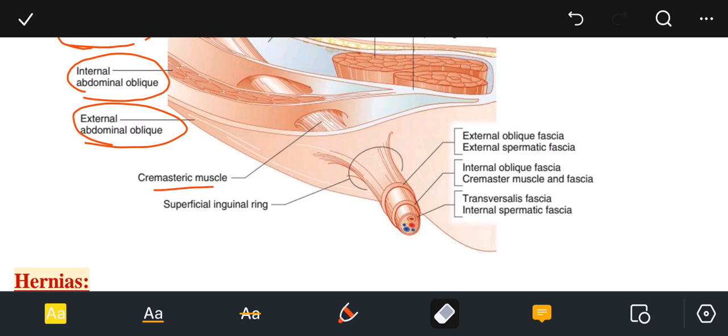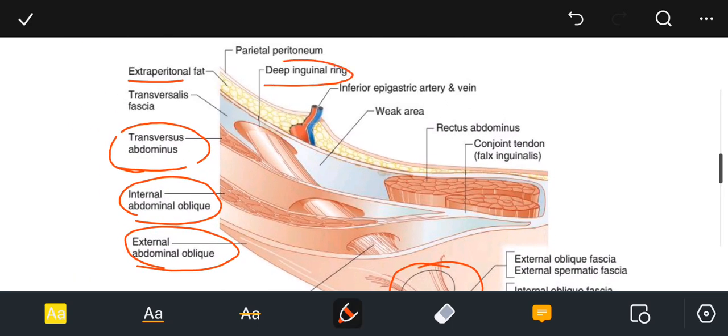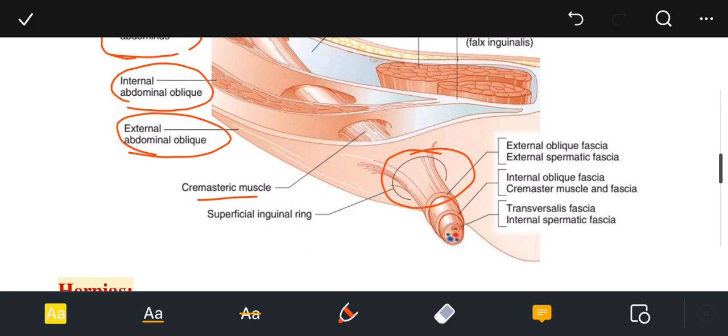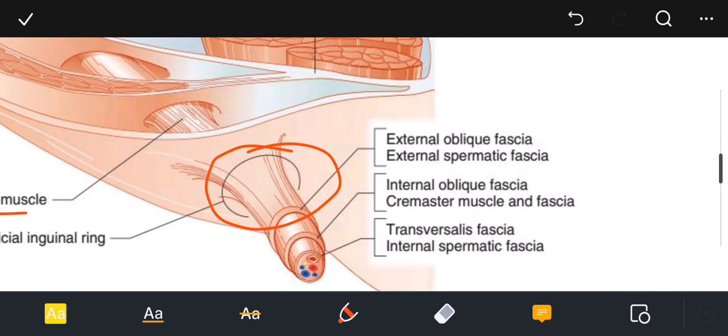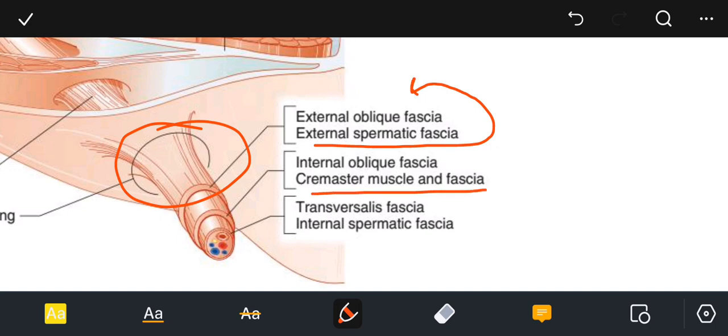Then after the cremasteric muscle, we have another point, that is the superficial inguinal ring. This is the superficial inguinal ring, and over here we have the deep inguinal ring. So the contents of the inguinal canal traverse through the deep inguinal ring all the way up to the superficial inguinal ring, after which they exit the inguinal canal. Now here you can see the external oblique fascia and the external spermatic fascia. So the external spermatic fascia comes from the external oblique fascia. The internal oblique fascia will give the cremasteric muscle and fascia, and the transversus abdominis muscle or the transversalis fascia will give the internal spermatic fascia.